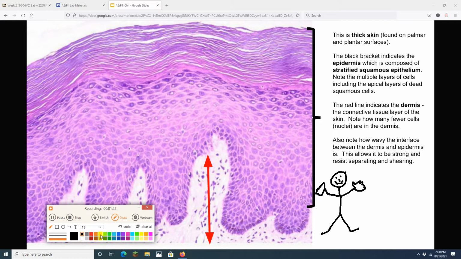All right. And my palmar and plantar surfaces, there's my palmar surface right there. There's my plantar surface right there. This is where we have thick skin.